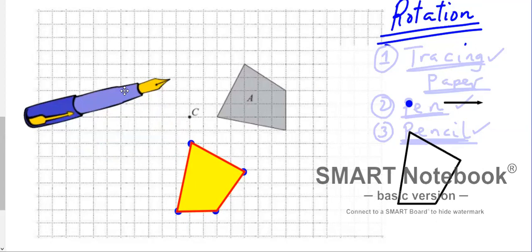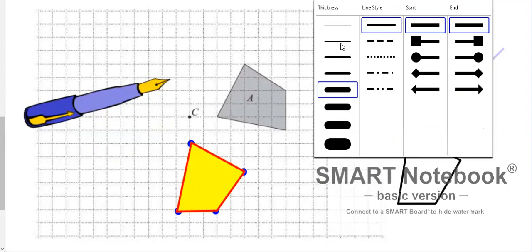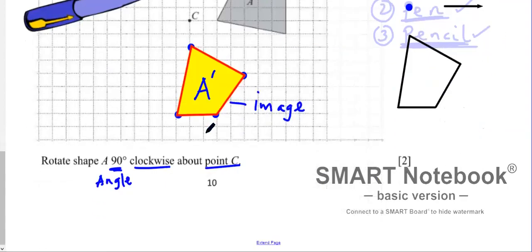That is your image, and you have to label that this is the image of our shape. So you label this as A, and this will be A dash, to mean that this was the object, and this is the image. So A dash means the image of A. I hope that is clear, and you can see the way the shape will look.